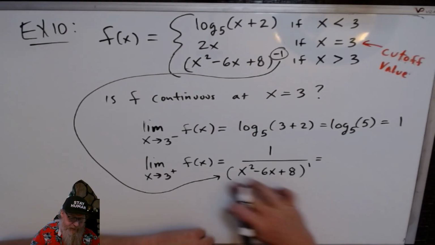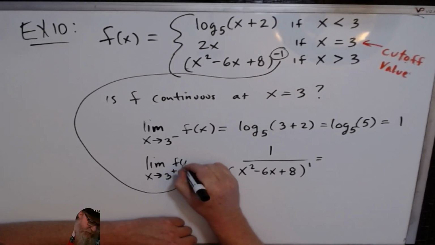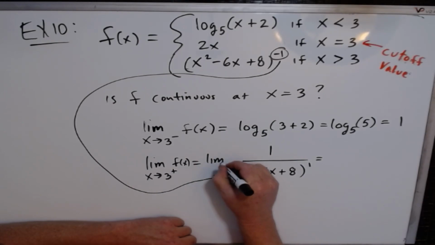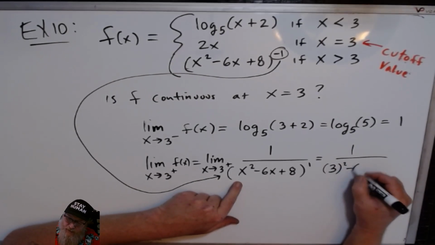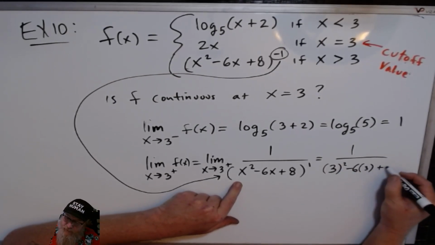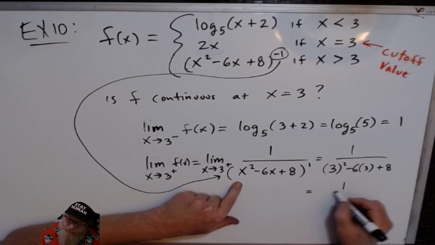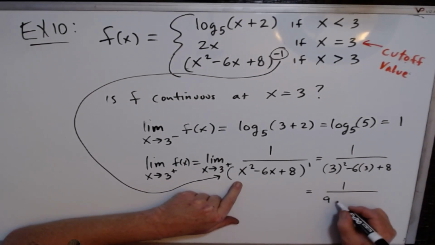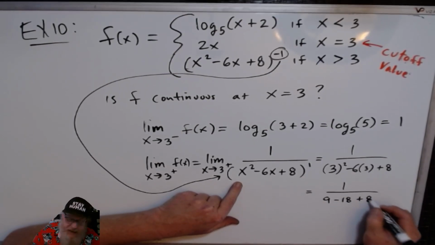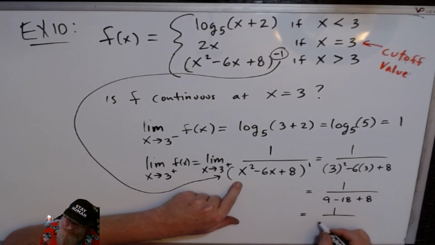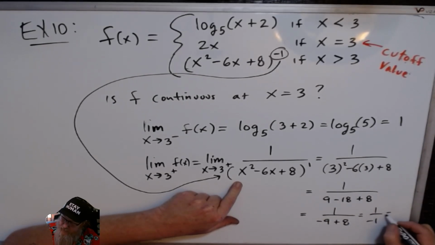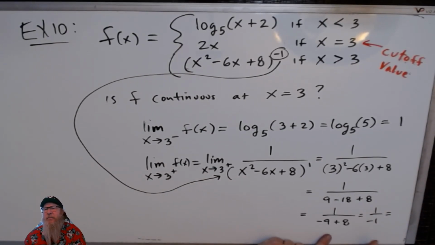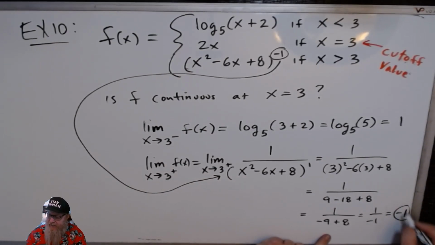I forgot to put the limit here. I don't want your notes to be badly written. So let's see if we can just plug in 3 squared minus 6 times 3 plus 8. 9 minus 18 plus 8. -9 plus 8. All we're looking for is if we get division by 0. We don't, so we get -1.